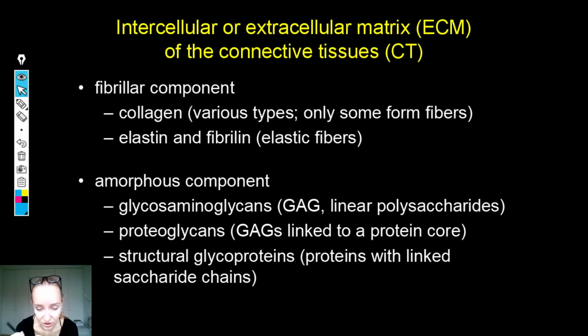And the last group are structural glycoproteins. These are big proteins which are linked with saccharide chains. So there is this difference. In structural glycoproteins, protein is the main component. On the other hand, in proteoglycans, which are glycosaminoglycans linked to a protein core, the glycosylated structures or saccharides are the main component. So the main component is represented by the second part of these words.